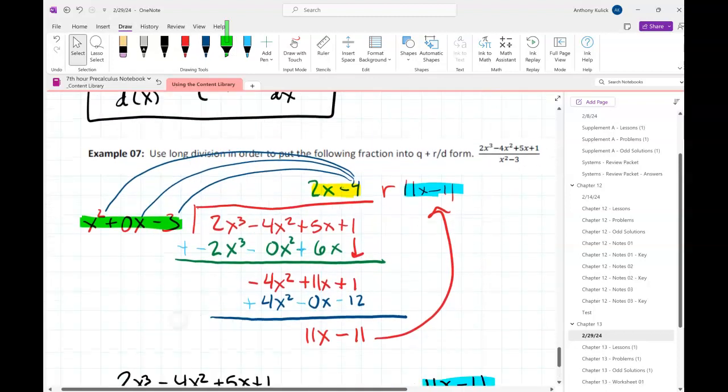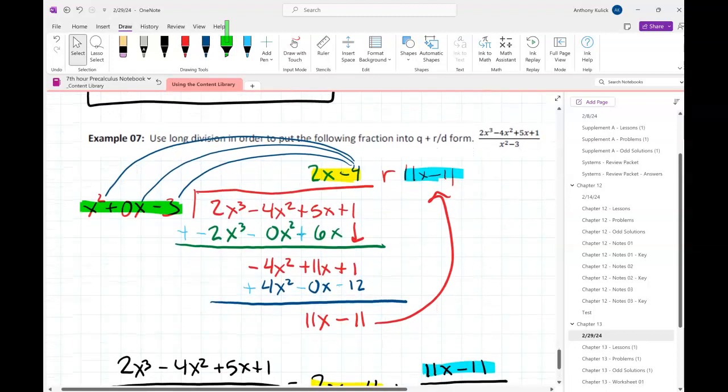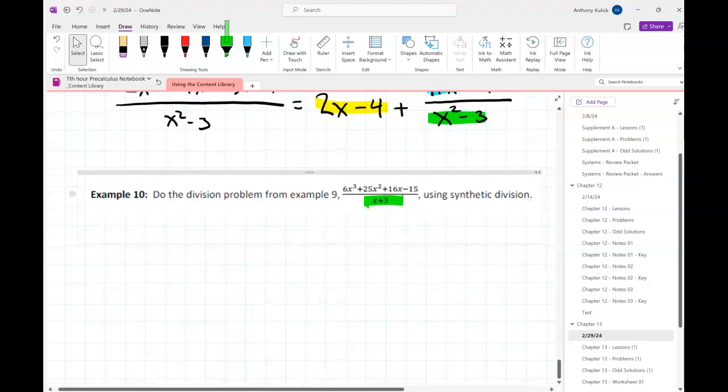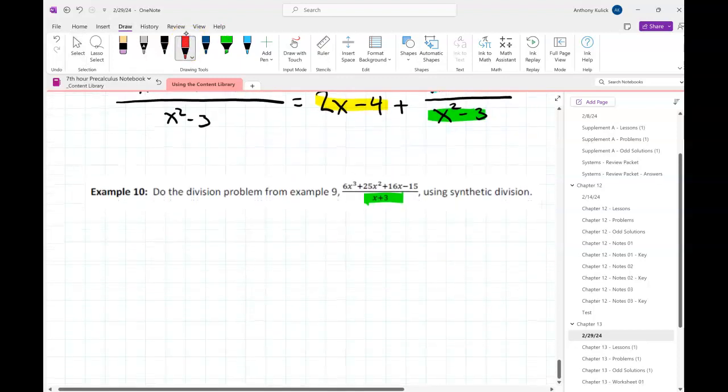If we go back to the previous problem and I look at our divisor, what's the degree of our divisor? 2, because it's x squared minus 3. Cannot do synthetic division on this previous problem. Everybody's okay? This one, though, we absolutely can.